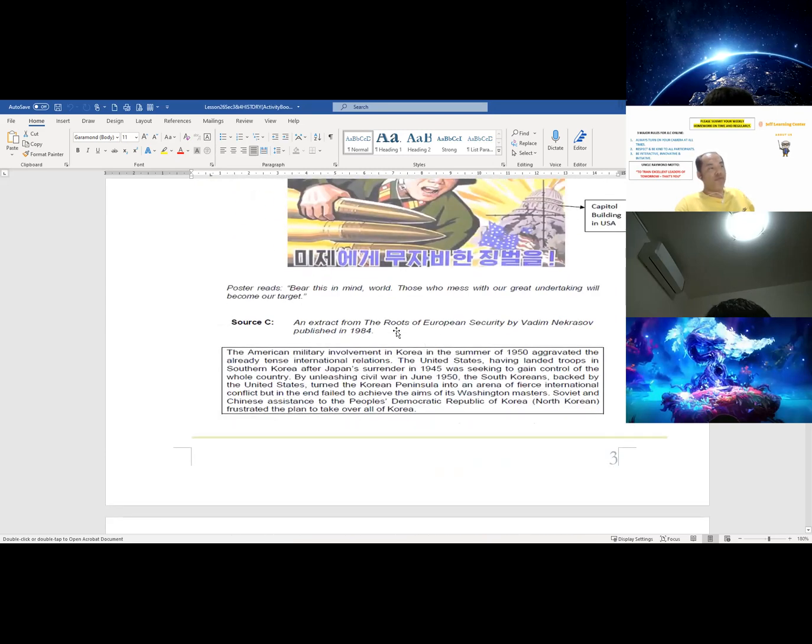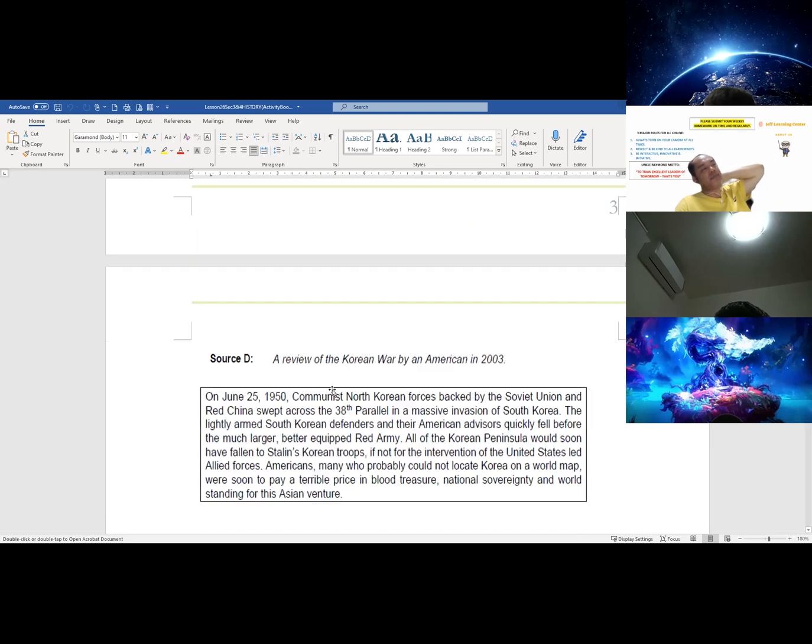Then you say that an extract from the Roots of European Security by the Valdin Telegraph, published in 1984. That means the Korean War has already ended about 20-over years. Then they published this. So is it neutral? Okay. A view of the Korean War by America in 2003. Is this neutral? But don't forget, it's a review of Korea by an American. This American might be fighting in the Korean War. This American might be very pro-American, supporting the South Korean capitalist war. Okay, take note. So of course you have to read it out. Is it positive or neutral or negative against North Korea?